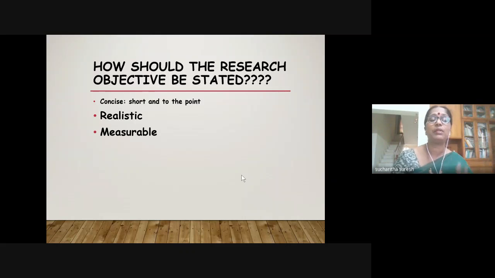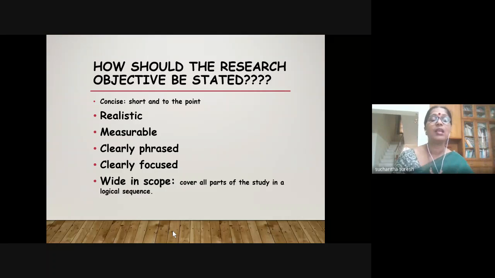Then it should be measurable. So you get the data for that, then analysis should be done, and interpretation has to be given for that. Then it should be clearly phrased, so there should not be any confusion. It should be clearly focused on what you are doing, and wide in scope. That means it should cover all the parts of the study in a logical sequence.